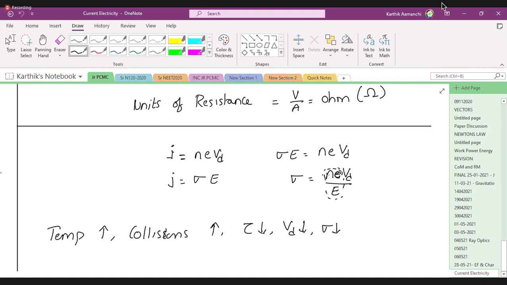When you are increasing temperature, are you giving enough time for the charge to increase its speed? No. So what happens to your drift velocity? It decreases. Now you understood where you will use VD proportional to tau, and where VD is inversely proportional to tau.